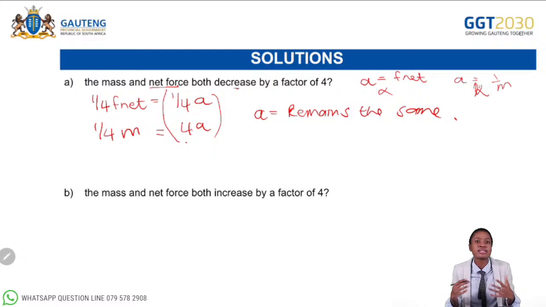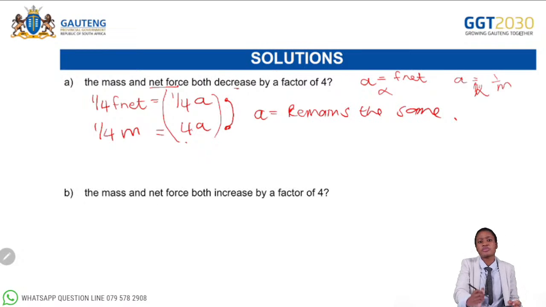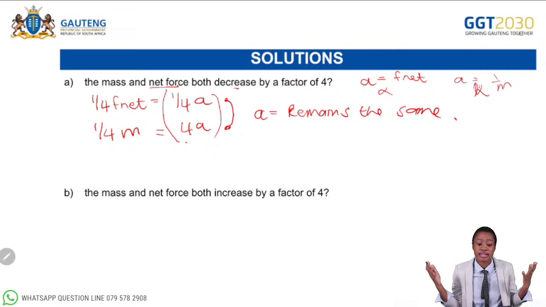In this case, a remains the same. It did not change. Why? Once again, we decreased force by a factor of 4, meaning that acceleration also decreased by a factor of 4. Sorry, we decreased mass by a factor of 4, increasing acceleration by a factor of 4. So we had a decrease by a factor of 4 and an increase by a factor of 4. If you say a quarter times 4, that would give you 1. And so a remains the same.